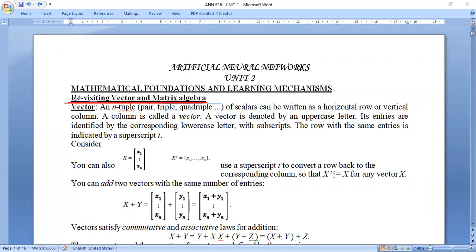In yesterday's class, we learned about revisiting of a vector: the definition of a vector, different forms of vector, and different laws under vectors. Everything we discussed in yesterday's class. In today's class, we are going to learn about a matrix, its formulas, rules and regulations, some kinds of matrix, and how we perform operations with the matrix. So now we are in the first topic of the second unit, right?